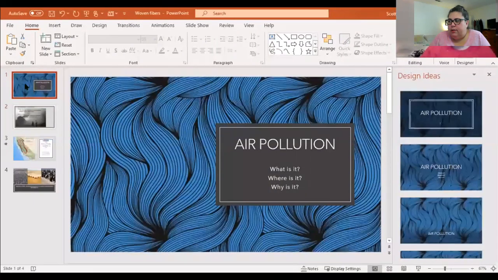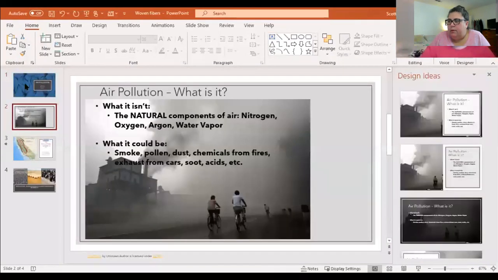Okay, so this is going to just talk about air pollution and what it is and where it is and why it is, and hopefully in our experiment and also in our reflection, we can talk about why we haven't taken the steps that we need to fix this situation. So first off, air pollution. What is it?